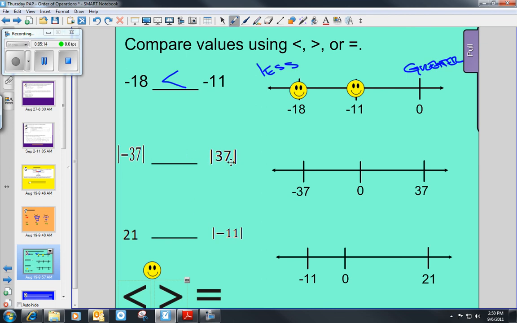Now in the next problem we have the absolute value of negative 37 and the absolute value of 37. The absolute value of negative 37 is 37. Negative 37 is 37 units away from 0. Positive 37, that absolute value is also 37 units away from 0. And so these two numbers are equal. I'll let you fill in the 21 and absolute value of negative 11 on your own.